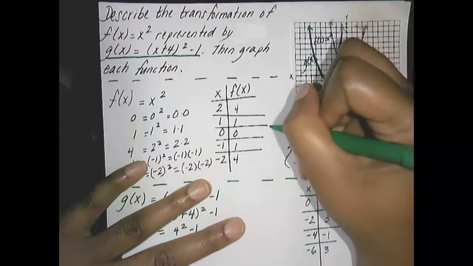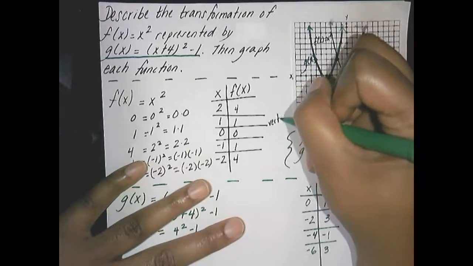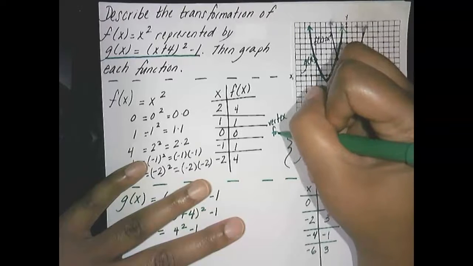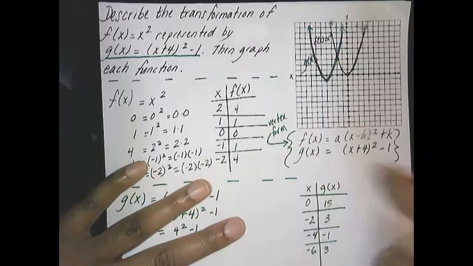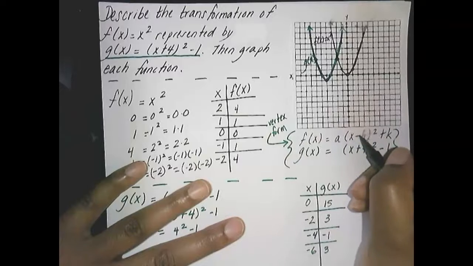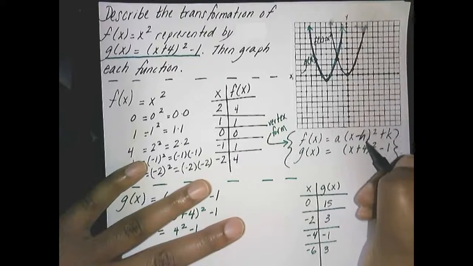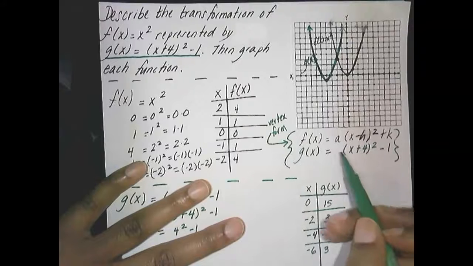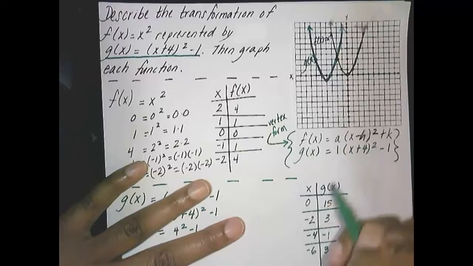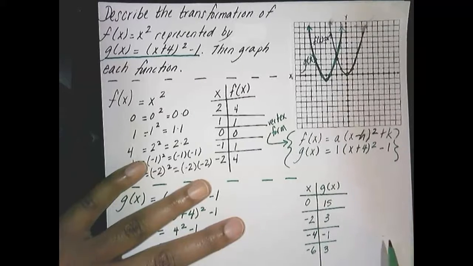I don't think we addressed that just yet, but I just wanted to put it in your memory bank. Notice there is nothing here in the value of a. That a is just the 1. 1 times anything is just that anything. It does not affect the graph at all.